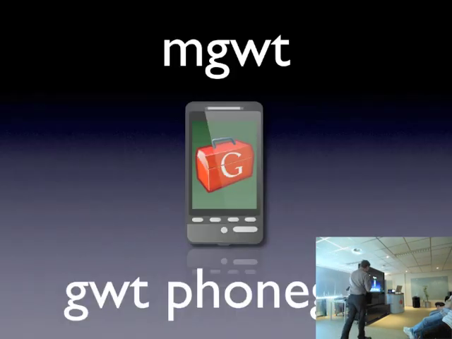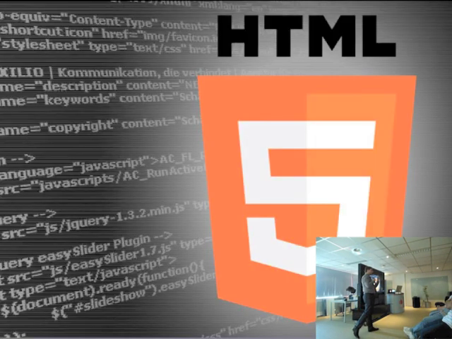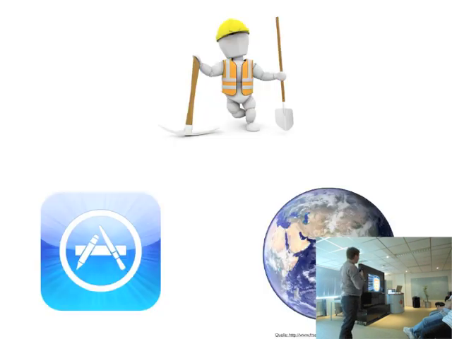In gwt-phonegap, it's all about access from GWT to PhoneGap, and mgwt is something like touch support and great-looking widgets for mobile. Both projects are under the Apache 2.0 license. There's a really great way to build great HTML5 apps, which I can build once, and deploy into any app store using PhoneGap, or I can just put them on a web server and have a web page.